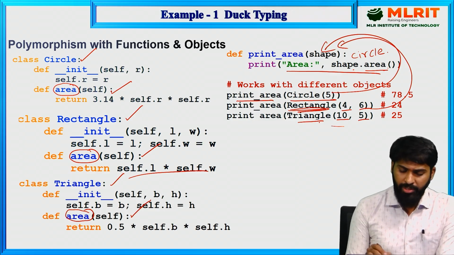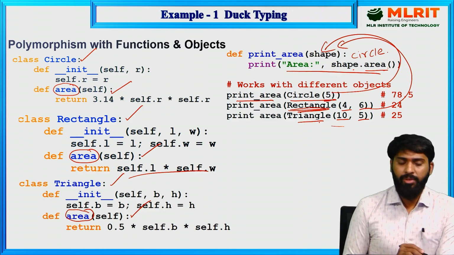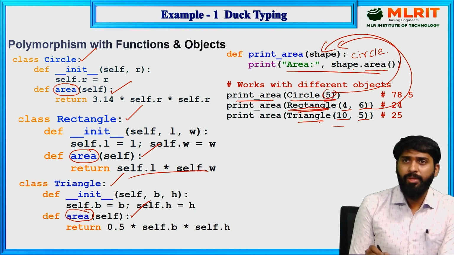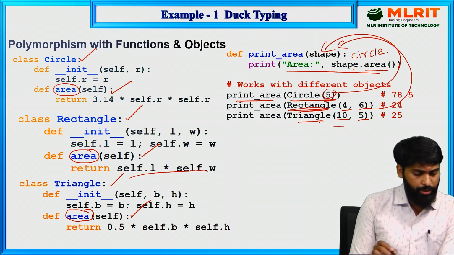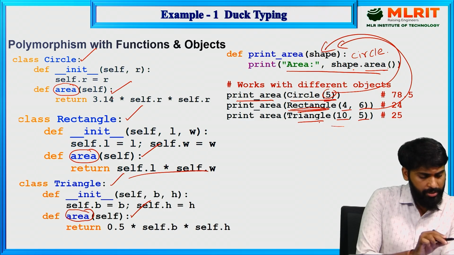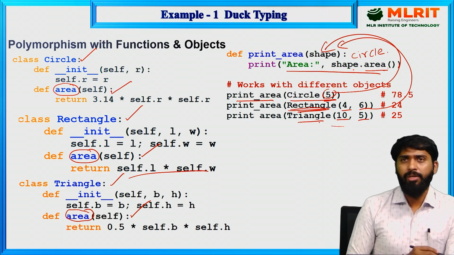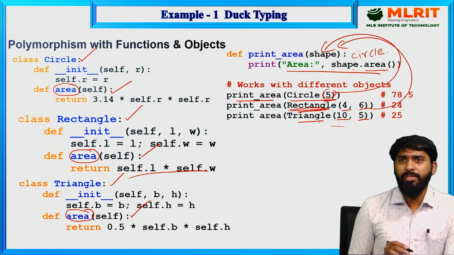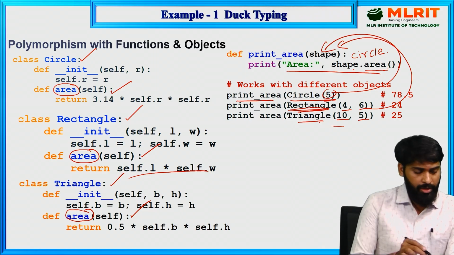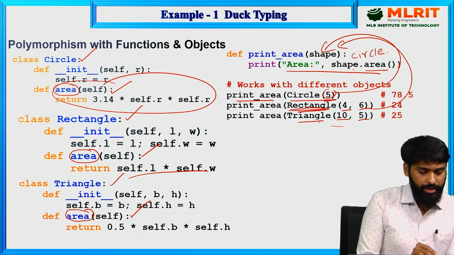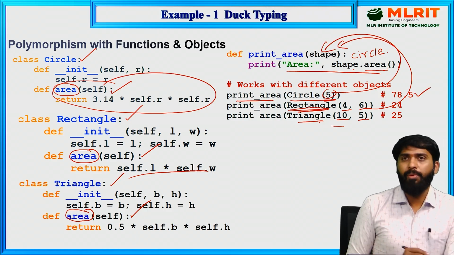Okay, in the first call, circle 5. The 5 we send to the class circle and it is substituted in the area. Now in the first call, circle of 5, this function will be invoked and it returns the value 78.5.